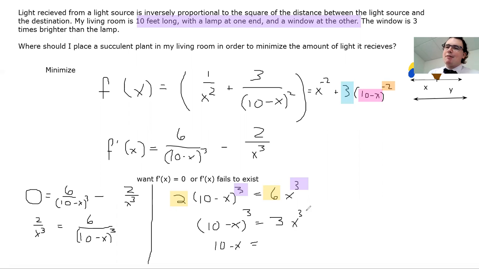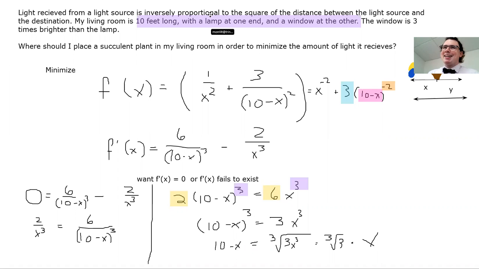On the right-hand side, if I'm taking the cube root of all of this, well, to begin with, I would have the cube root of 3 times x cubed, but that's the same as the cube root of 3 times the cube root of x cubed, but the cube root of x cubed is just x. So on the left-hand side, once again, I've got 10 minus x. On the right-hand side, I've got a coefficient, the cube root of 3, that's just a real number, times x.